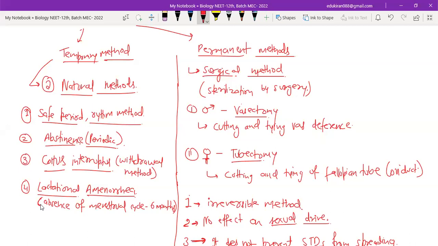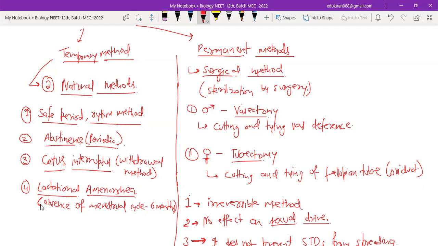So you can write down, this method is based on the fact that ovulation is absent during the period of intense lactation post parturition. Is it clear?